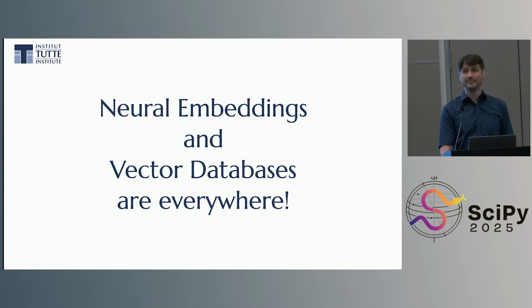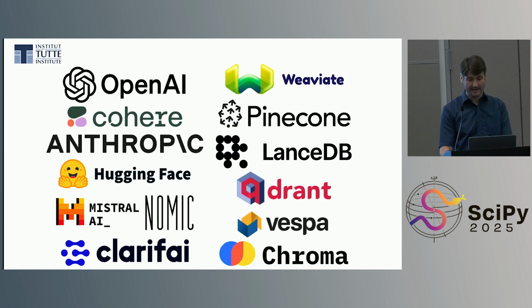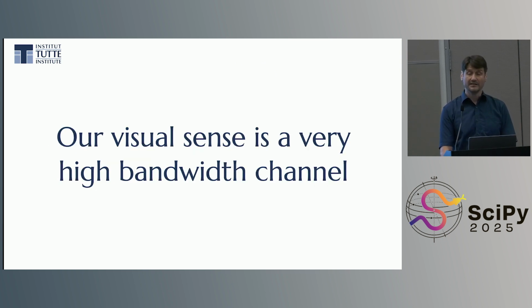Well, it's because neural embeddings and vector databases are everywhere now. This is just a small selection of the vast array of companies that will provide you with either embeddings or vector stores of your data. We are going to end up with vast amounts of very high-dimensional vectors from all these different embedding services stored in vector stores, and we're going to need to be able to understand what on earth is in all of this. And the reality is that our visual sense is an incredibly high bandwidth channel to data. And being able to push that data through your visual sense is just going to be a much more efficient way to get insights about what's going on in that data than any other approach.